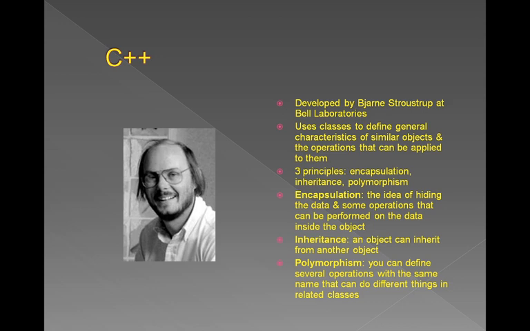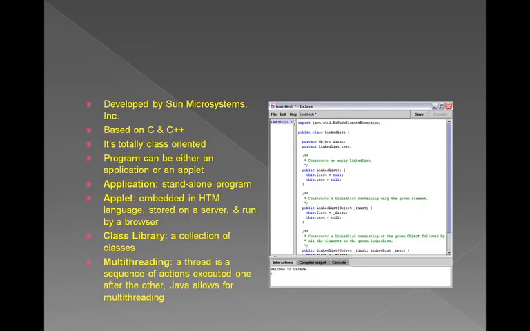Inheritance: an object can inherit from another object. Polymorphism: you can define several operations with the same name that do different things, related in classes.